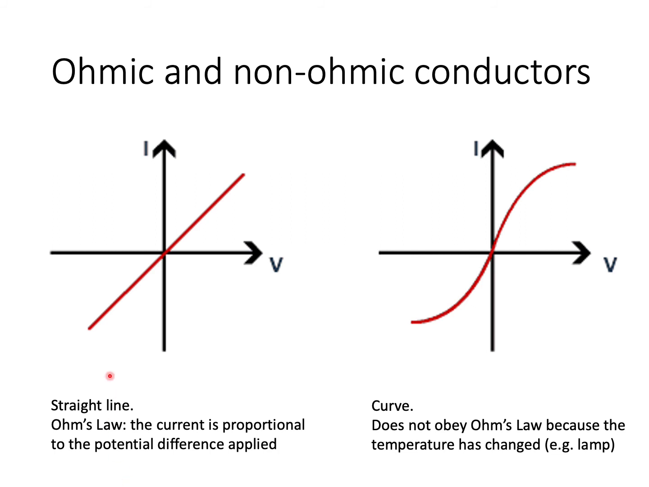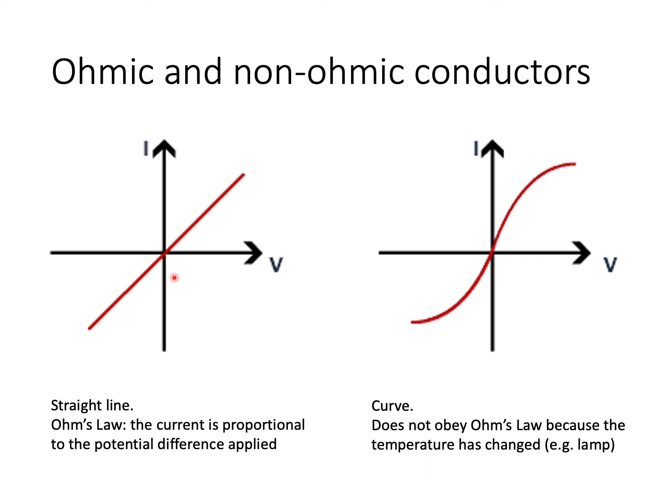So when something obeys Ohm's law, we get a graph that looks like this. As I increase the potential difference, I also increase the current that flows. The two things are proportional. I can tell it's proportional because it's a straight line that goes through the origin. And if I apply a potential difference which is opposite, I get a current flow in the opposite direction. So this is something that obeys Ohm's law.